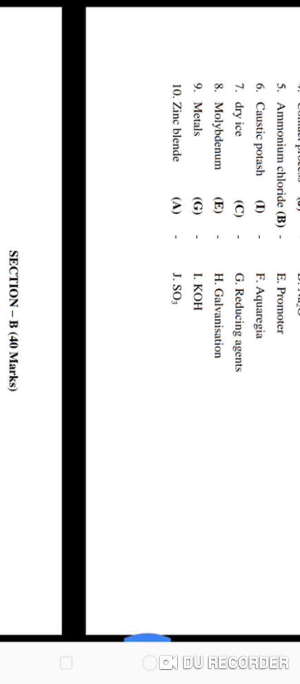Dry ice is related with a sublimating substance. Molybdenum is related with promoter. Metal is related with reducing agent. Zinc blende is the formula for zinc sulfide ore.